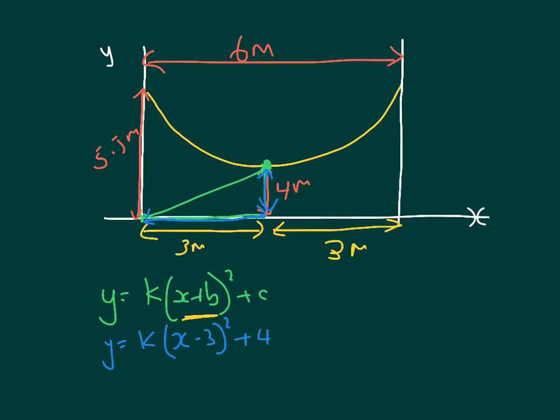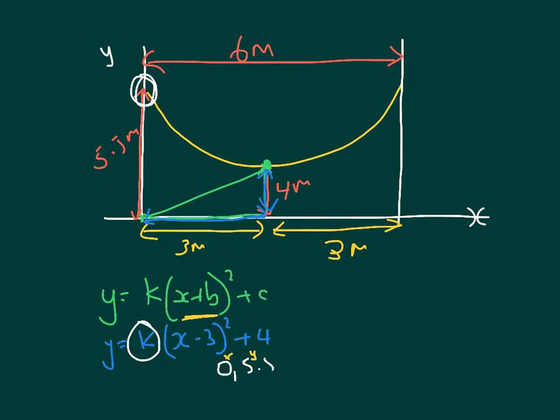Now what we need to do is work out what k is. K is like the scale factor. To do that, we need to find a known point that is not the turning point, from which we can substitute the values in. I suggest you use this point here on the graph. It's quite easy: that particular point is at (0, 5.5). The first value is our x value and the second is our y value, so we're going to substitute those values in.